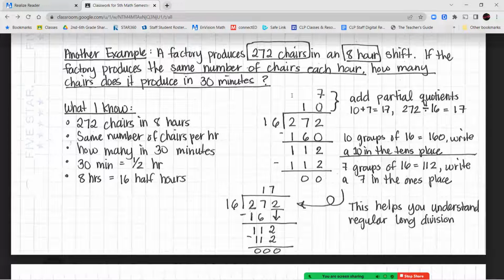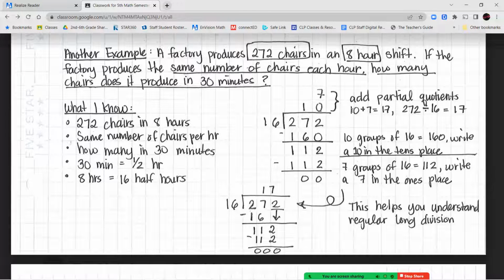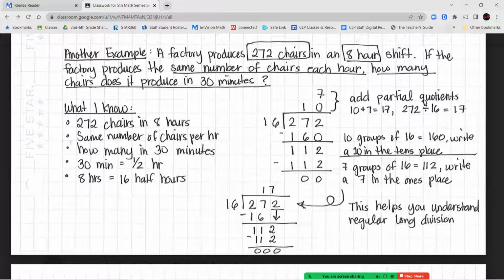Now, all the numbers that are stacked up here are our partial quotients. So what you want to do with your partial quotients is add them together. So 10 plus 7 gave you 17. So 272 divided by 16 equals 17.